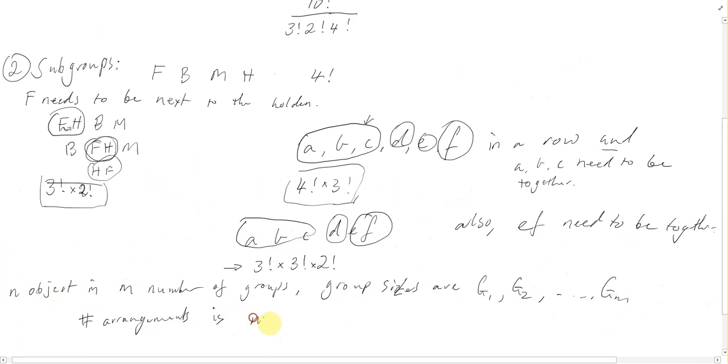is m factorial. That's the number of groups. Like here, we have 3 groups, 1, 2, 3, multiplied by however many are in the first group, g1 factorial, times however many are in the second group. In this case, there was a group of 1, so it's like a 1 factorial here, but 1 factorial is 1, so we don't bother with it. Times however many are in the third group, all the way up until your last group factorial. So there we go, that's just like this example there. So that's the subgroups.